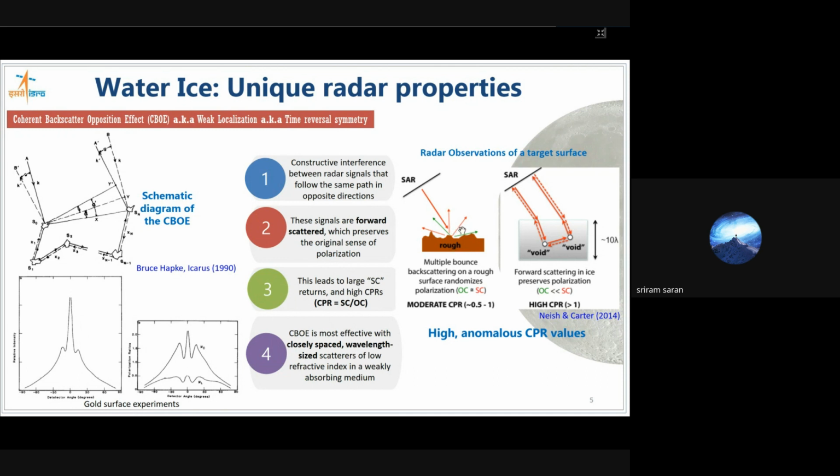The cartoon on the right shows the different CPR ranges that we observe from a rough surface when compared to a surface which has a sheet of ice, because forward scattering in such icy environments preserves the polarization and gives these high values of the CPR.